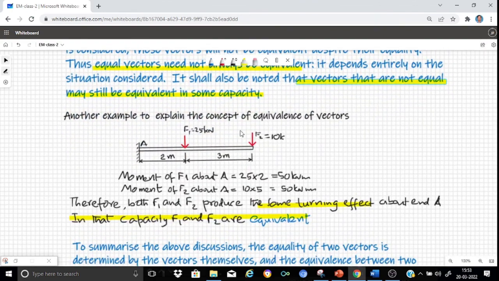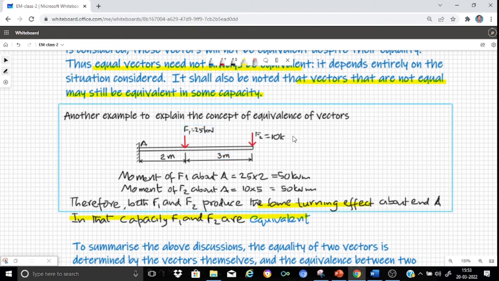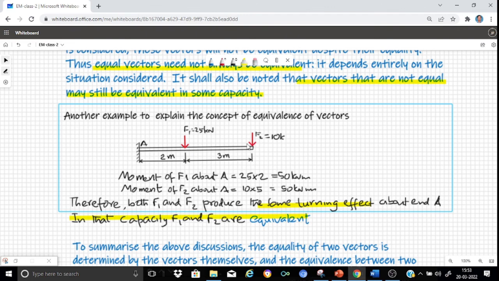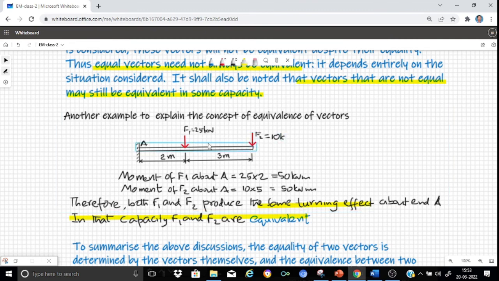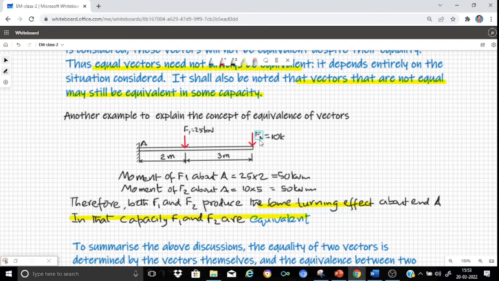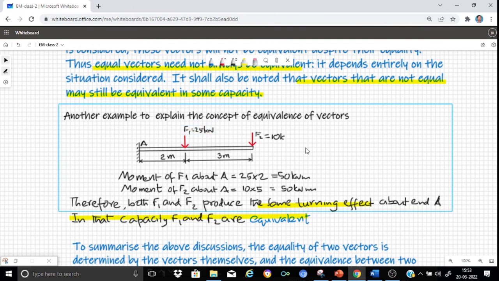Look here. Here is a simple beam. Normally we call such a beam a cantilever beam, with a fixed support at A, and as you can see, this beam is subjected to forces F1 and F2. Now we know that both F1 and F2 are forces, so they have the same dimensions. They are parallel to each other, but the magnitude of F1 is 25 kilonewton, that of F2 is only 10 kilonewton. It does mean that if you follow the basic definition of equality, F1 and F2 are not equal vectors, because they have different magnitudes.